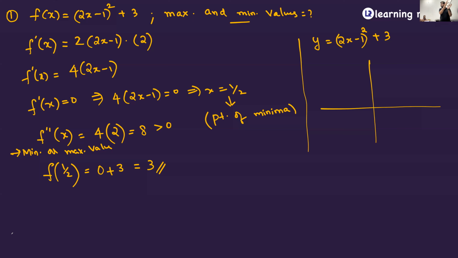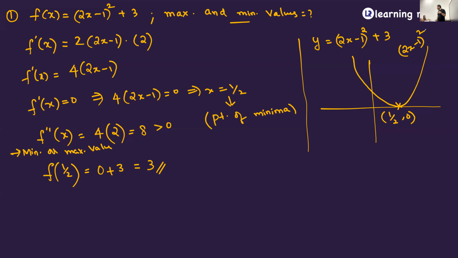So the graph will get shifted by half unit to the right. So it will be like this. So this value is half comma 0. So what is this graph for? This is the graph for 2x minus 1 the whole square.